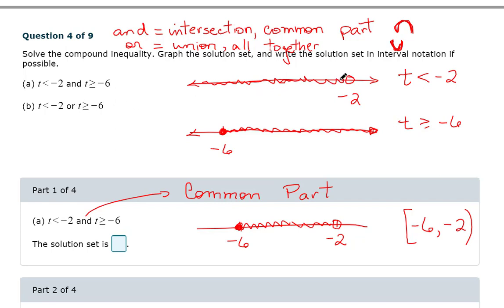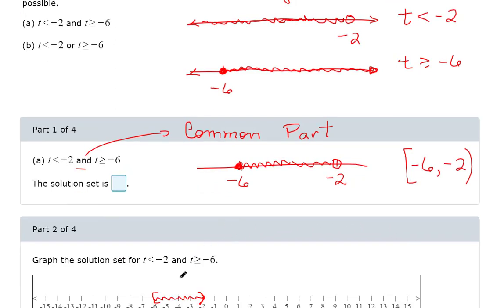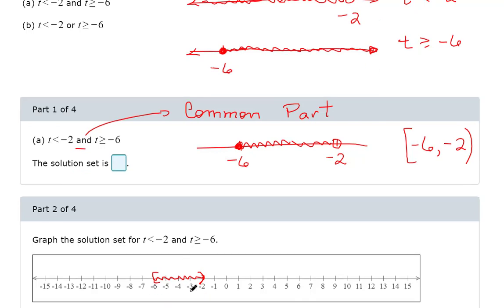So let's see, all the stuff less than minus 2 and all the stuff minus 6 and bigger. All right, so in using the word and, we are looking for what's in common between these two. Well, let's see. Minus 6 is in common, everything up to, but not including minus 2. And so that's how it would look in our interval notation. All right. And then they asked you to graph that, and we can do that.